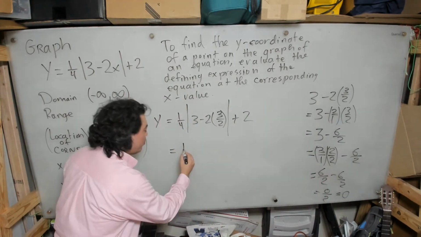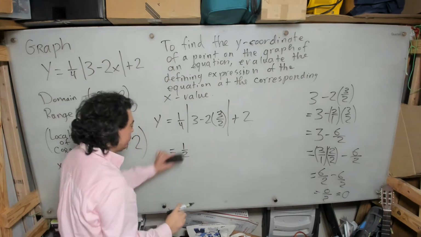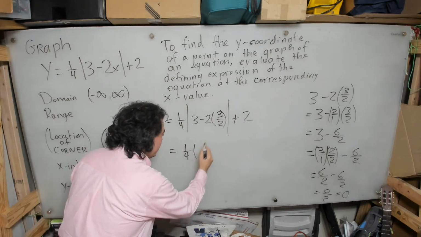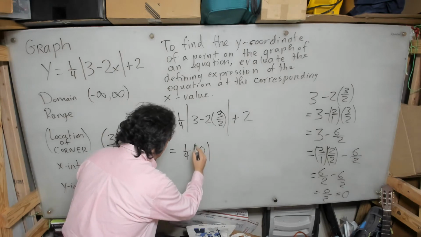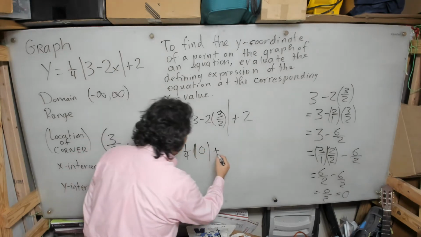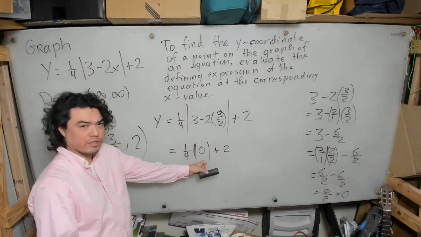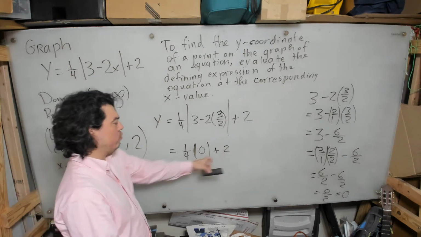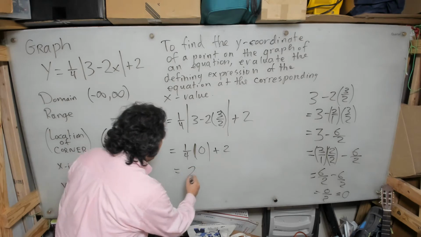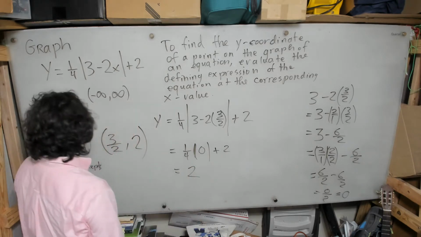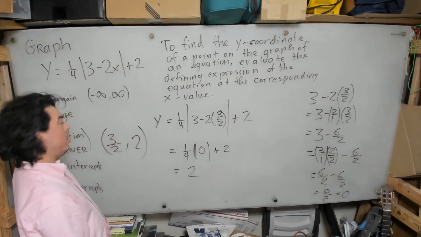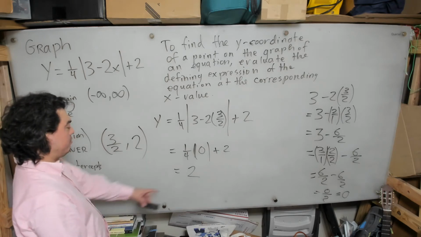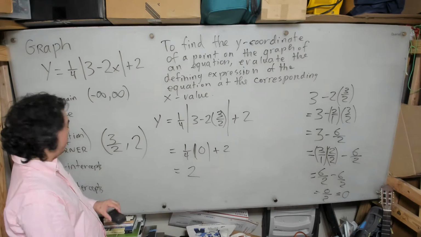So I can write this as 1/4 times the absolute value of 0 plus 2. What's the absolute value of 0? That's 0. 0 times 1/4, that's 0. 0 plus 2, that's just going to be 2 here. Okay? So that is going to be my y coordinate of my corner point.